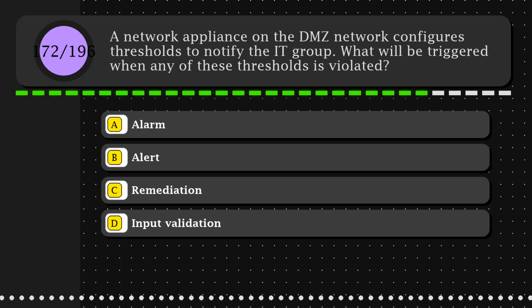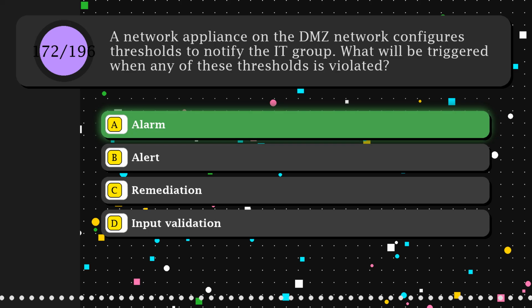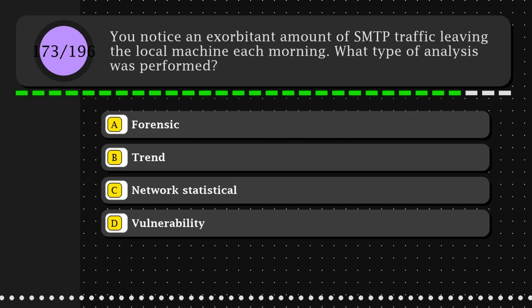Question 172. A network appliance on the DMZ network configures thresholds to notify the IT group. What will be triggered when any of these thresholds is violated? Option A. Alarm. Option B. Alert. Option C. Remediation. Option D. Input validation. The correct answer is option A. Alarm.